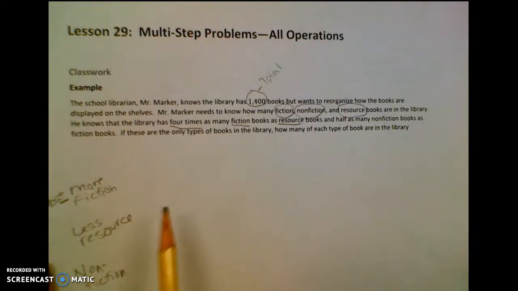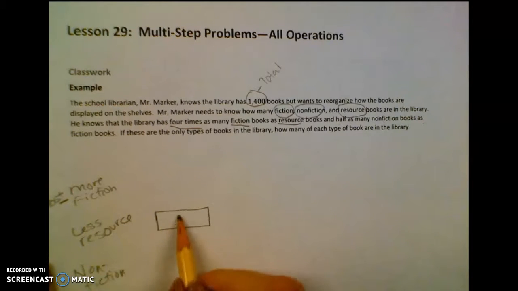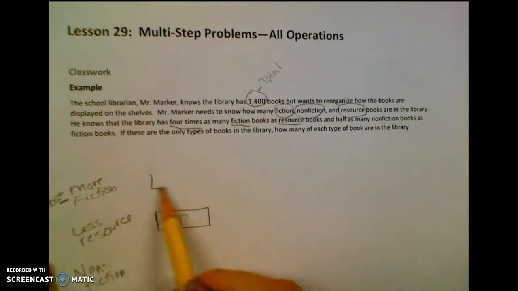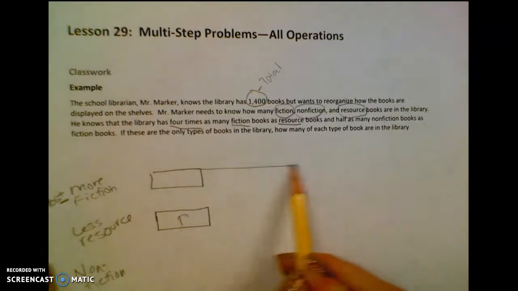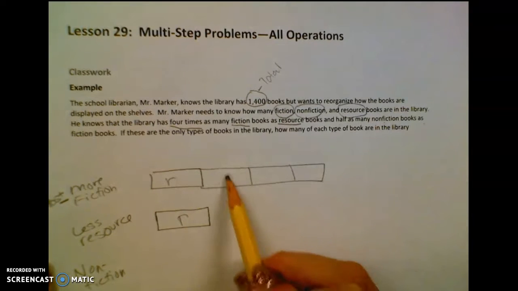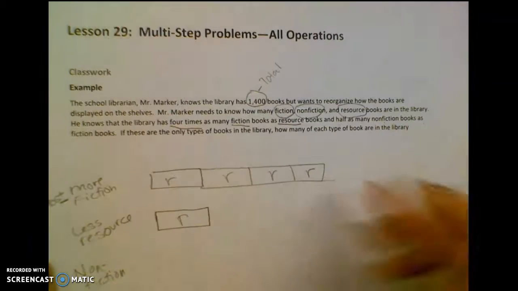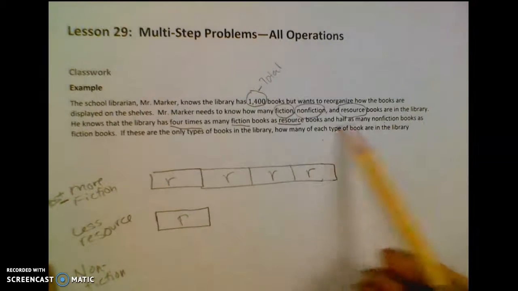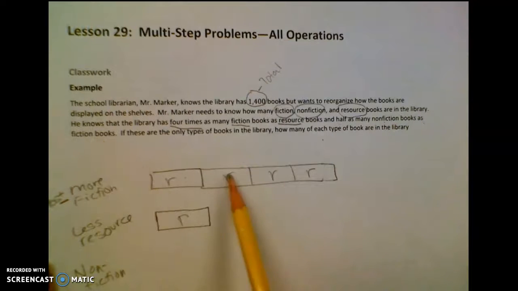So 4 times as many fiction books as resource. So let's just pretend that this is resource. Then that means that 4 times as many fiction, that means I would have 4 R's here. And then half as many nonfiction books as fiction. Well, since there's 4 groups of R up here, half of this would be nonfiction. So that would be the 2 groups of R.